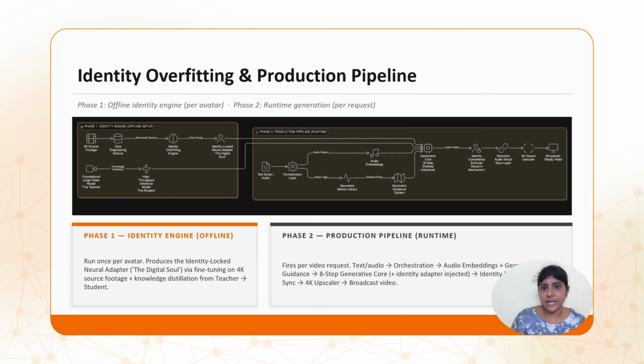Now, this fires on every video request. Text script and audio enter the orchestration layer, which fans out into two conditioning streams. Audio is encoded into audio embeddings, and motion intent is resolved through the geometric motion library into skeleton or pose data for the geometric guidance system. Both these streams converge on the generative core, which is our 8-step distilled inference engine, with the identity adapter from phase 1 injected here to anchor every frame to that specific person.